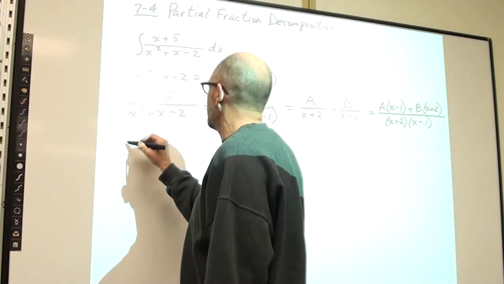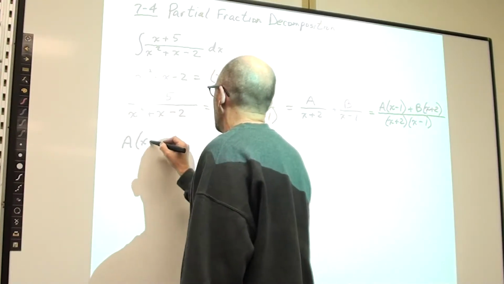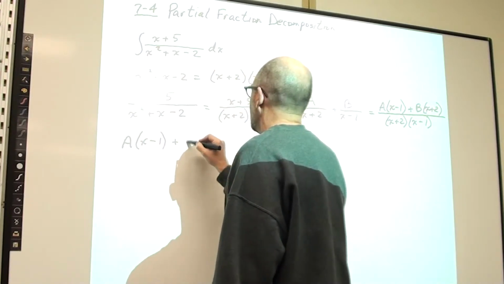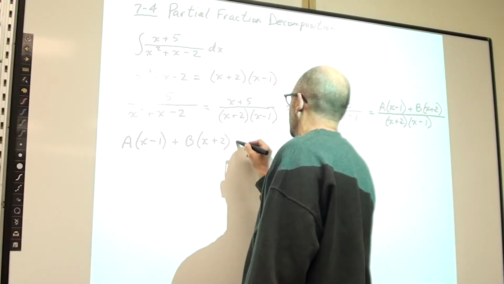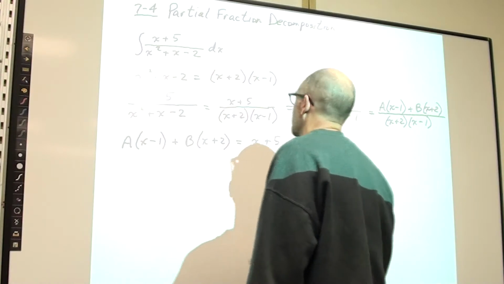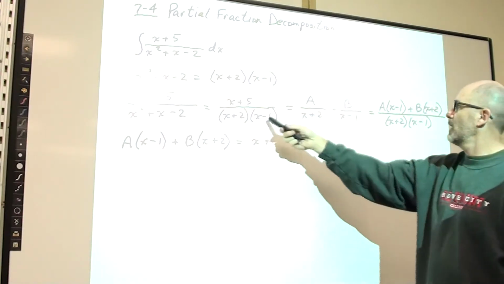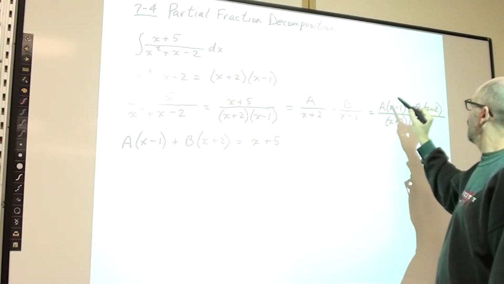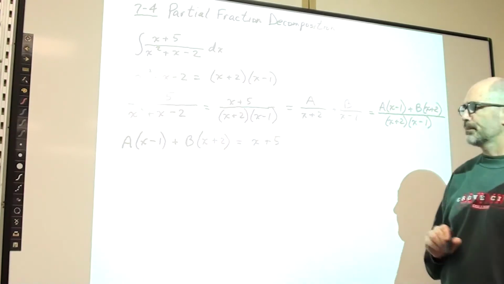Okay, so let's just write that. A times x minus 1 plus b times x plus 2 equals x plus 5. Because basically we have the same denominator, and so if we're going to find out what a and b equal, then we have to set the numerators equal.